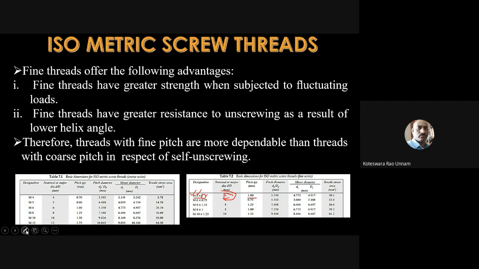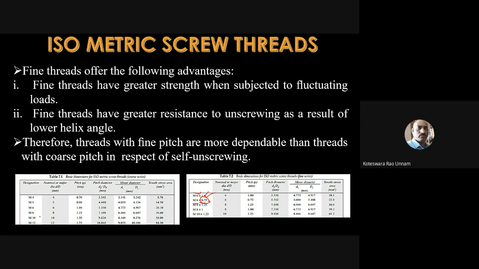In the next row you can see it is also M6, M6 cross 0.75. So for the same M6 bolt you have two different types of pitches. One is 1 mm, another one is 0.75 mm. So this is what is called fine. Even this 0.5 pitch is finer than this one. Like that we can define the coarse series and fine series.